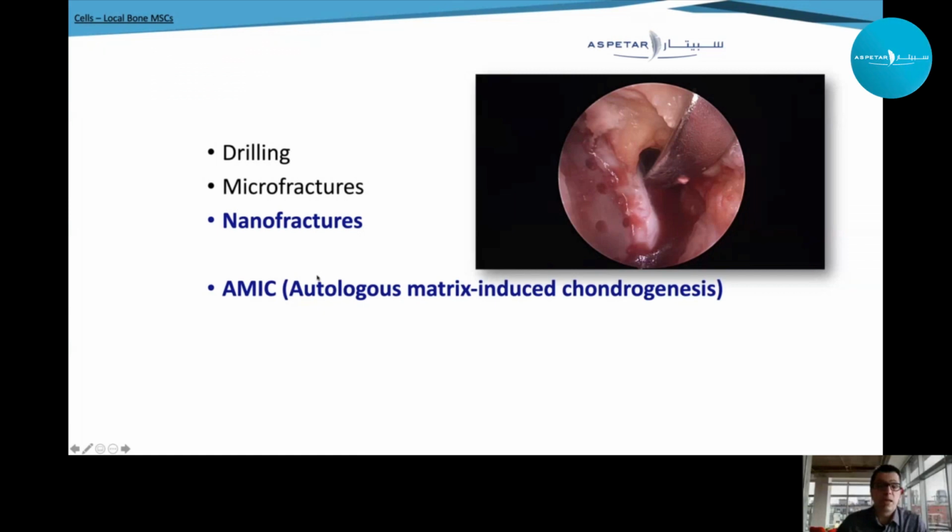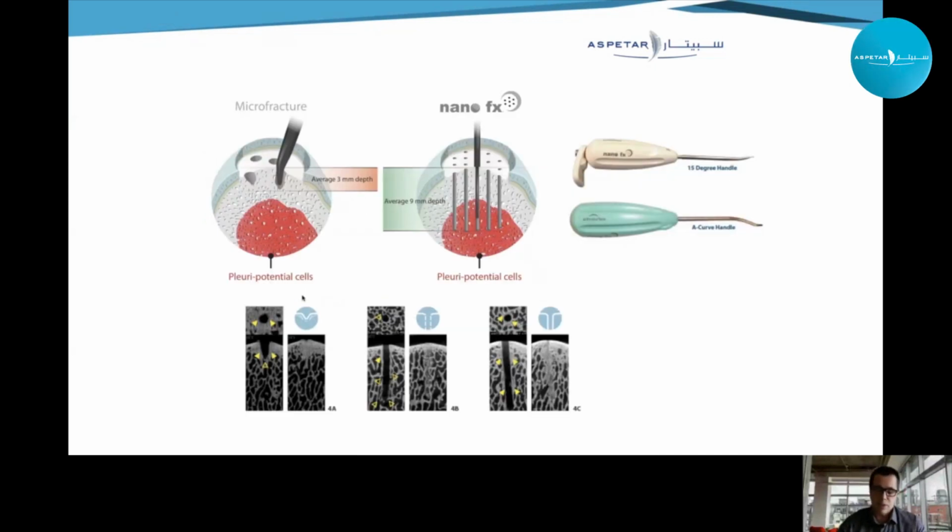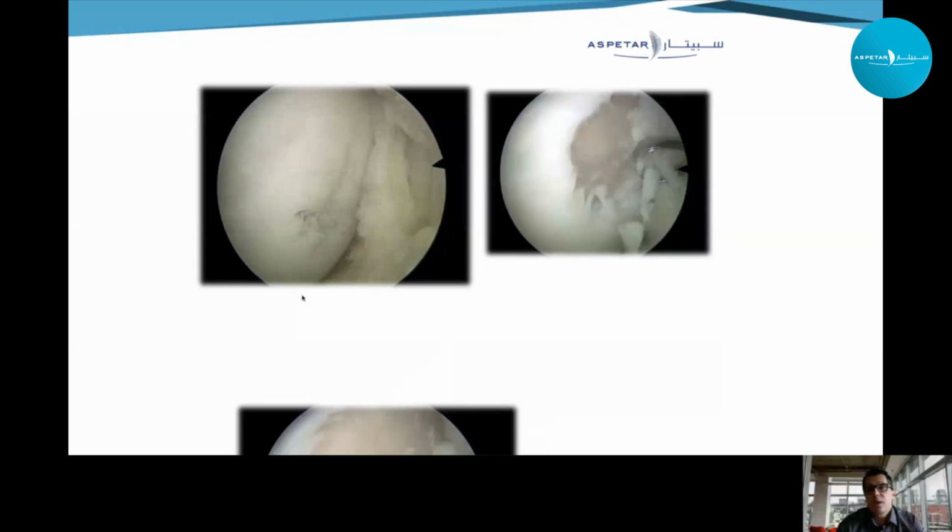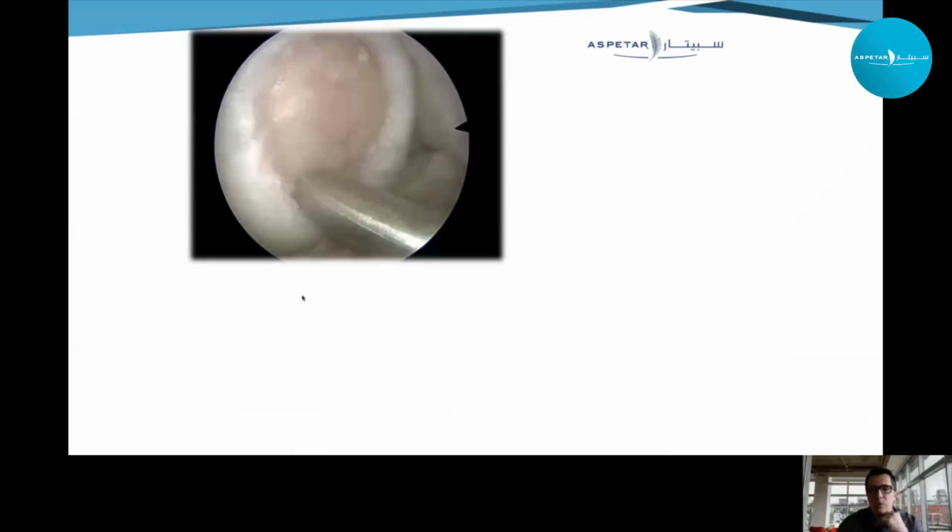scaffolds that we have used in the last almost 10 years, and in the technique that is called AMIC, Autologous Matrix-Induced Chondrogenesis, which is literally a bone marrow stimulation technique, but we keep the cells in the area with the scaffolds. The idea is to penetrate the subchondral bone to reach this area of blood supply, and then some stem cells will come to the surface, create this super clot, and this will develop into fibrocartilage, which will cover the area.